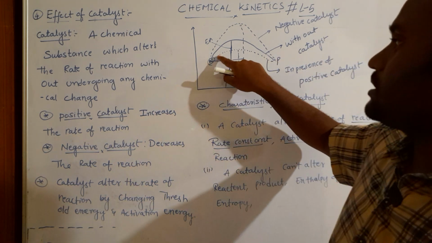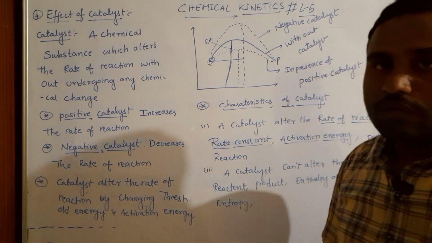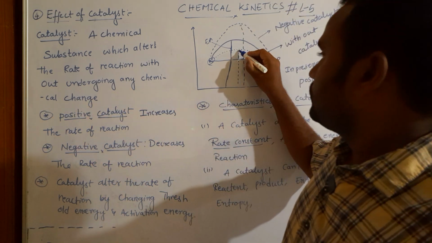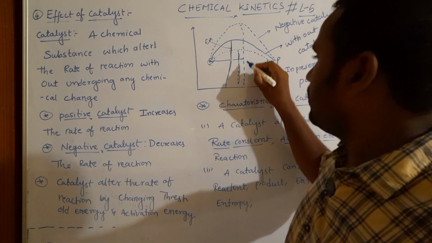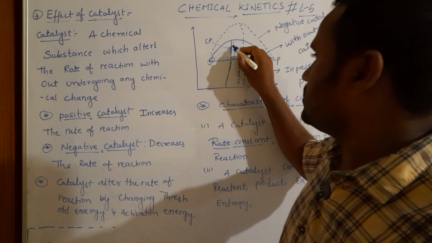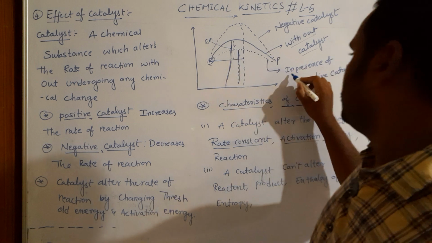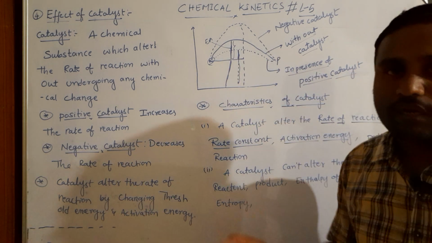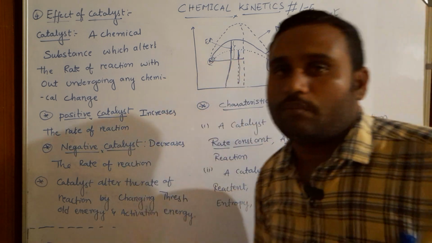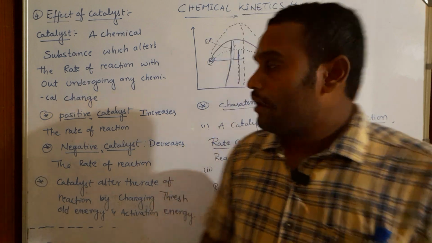And when you observe these dotted lines, it is in the presence of a positive catalyst. So when you are using a positive catalyst, what is happening here? Threshold energy is decreasing, and activation energy is also decreasing. This is the activation energy without catalyst, and this is the activation energy in the presence of a positive catalyst. It means your activation energy is decreased, so that more reactant molecules convert into product within a short time only.